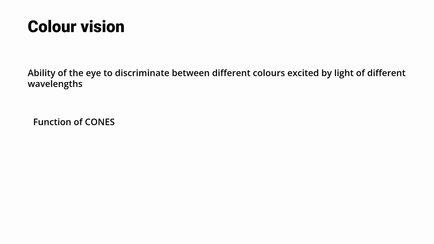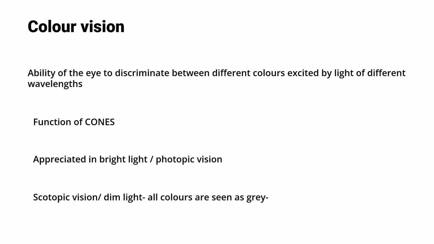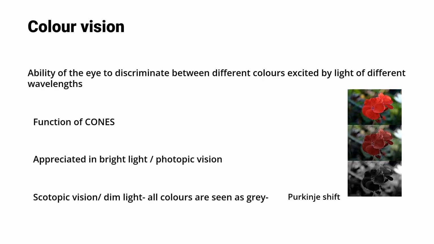It's basically a function of cones. Rods do not have the ability to discriminate colors. So the cones function in bright light, so color vision is appreciated in bright light or photopic vision. In dim light or scotopic vision, all colors are seen as gray because it's not a function of rods. This is called the Purkinje shift. So a red flower will appear in hues of gray in dim light. Right, so what are the color vision tests?